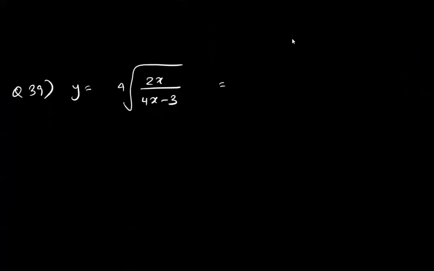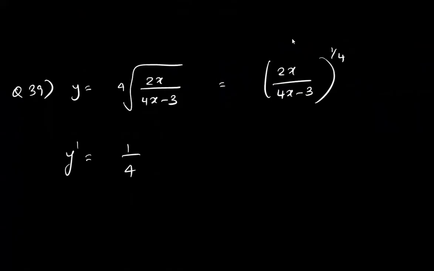So this can be written as (2x over 4x minus 3) to the power of 1/4. When you take this derivative, the outermost function is the power function. So do that first, okay? And then apply the quotient rule for the inner function.